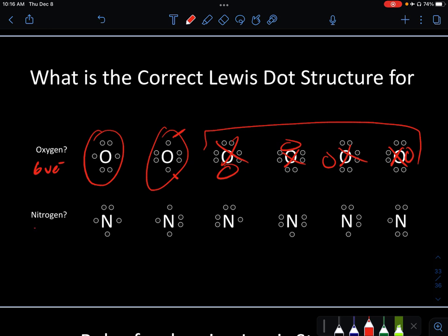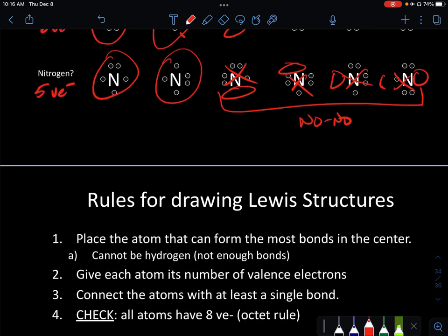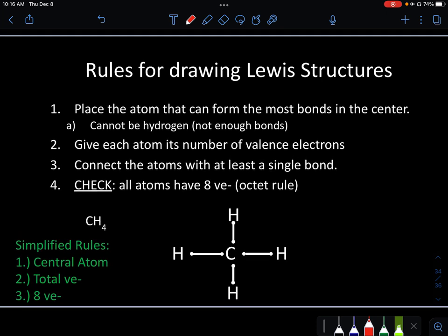All right? With the nitrogen, we got 5 valence electrons. That works. That works. That one doesn't. That one doesn't. That one doesn't. And that one doesn't. Again, leaving an empty side like we see here, here, here, and here, that's a no-no.